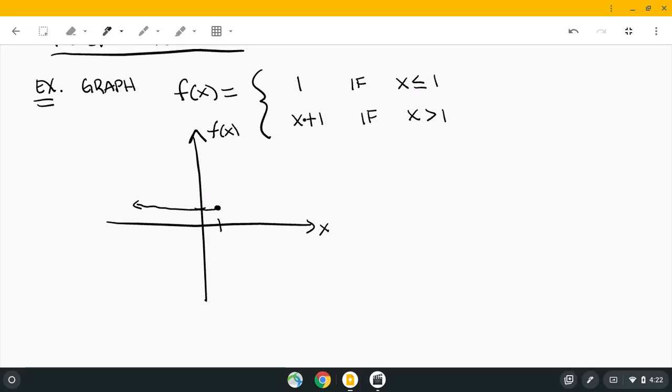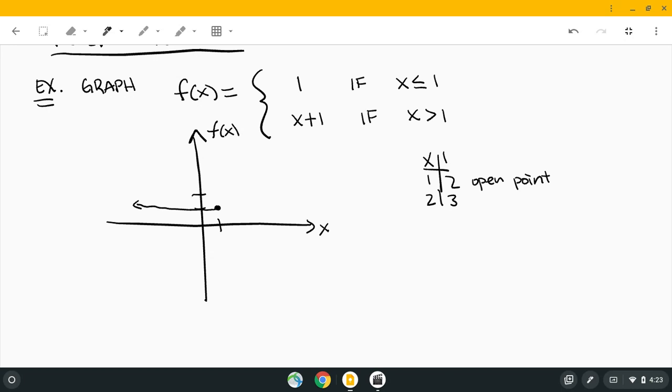This function, x plus 1, is going to be a line with a positive slope. And here, this graph will only be for the ones that are greater than 1. So what you can do is figure out, well, 1 and 2. When x is 1, I get 2. When x is 2, I get 3. But this one will be an open point because this is an x value that is not here. That doesn't fall in here.